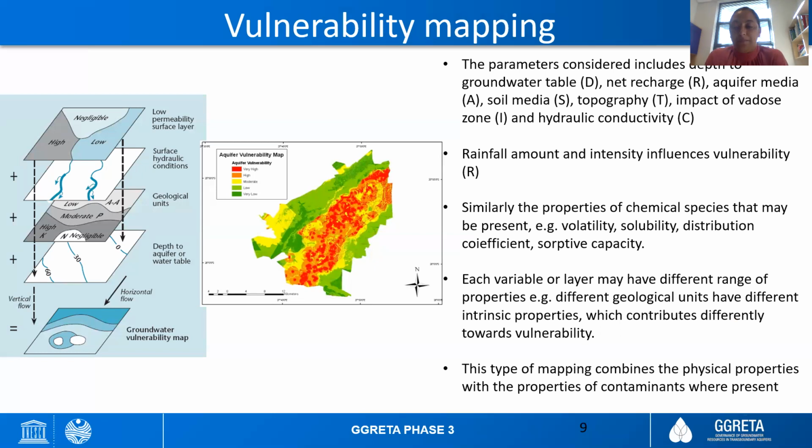So this type of mapping is a way that you can combine the physical properties with the properties of contaminants where contamination is present. You would be able to predict areas of high vulnerability and areas of low vulnerability in a particular study area. The map in the middle shows different vulnerabilities based on some input data that has been used.